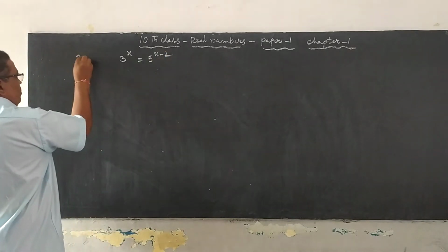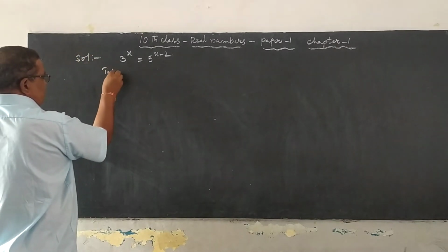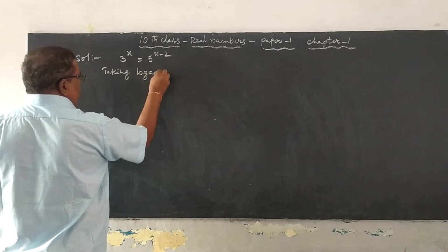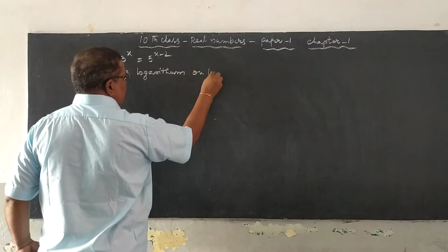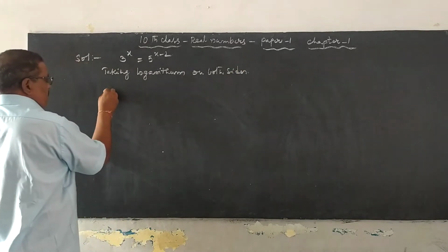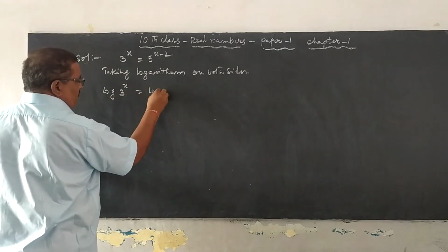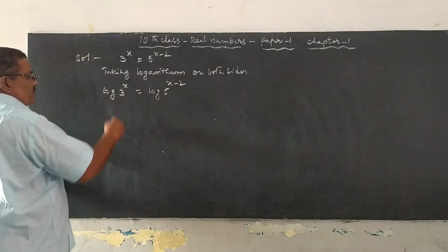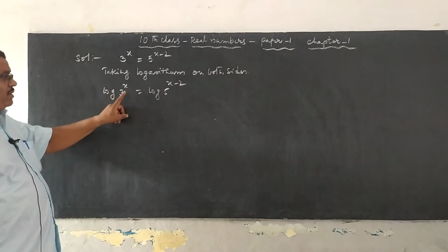These problems we have to do by using logarithms, taking logarithms on both sides. You get log 3 power x is equal to log 5 power x minus 2. See this one, which is in the form log x power m.